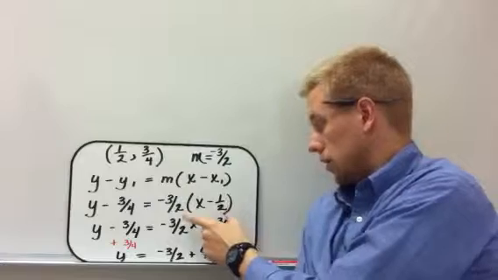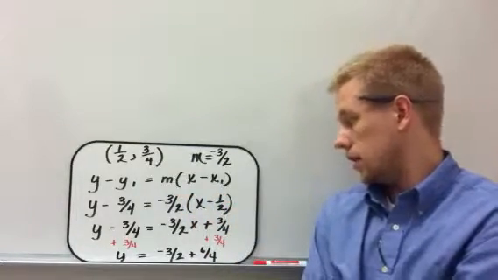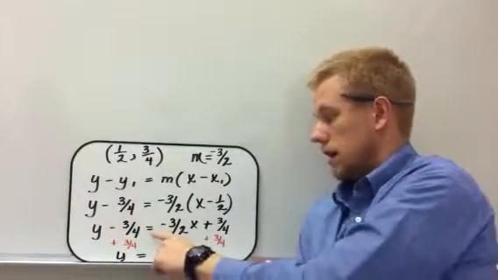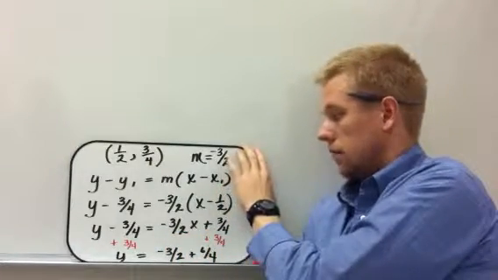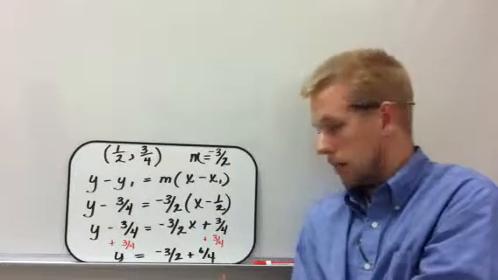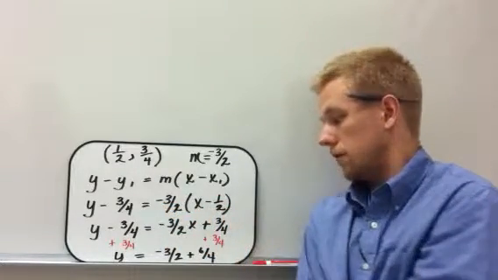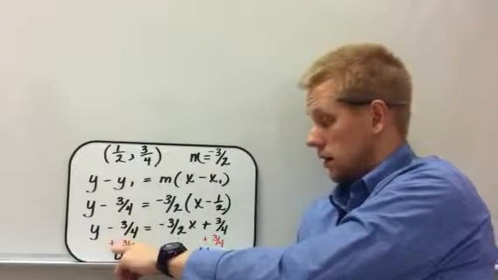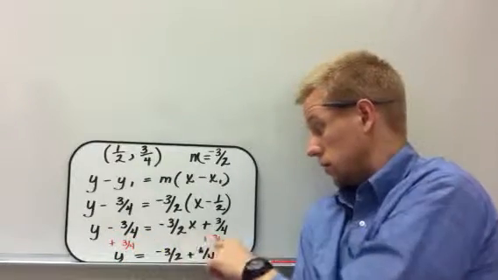From there, we got rid of our parentheses, so we distributed this negative 3/2 into both x and negative 1/2. So nothing changed over here. We have y minus 3/4 equal to negative 3/2 x plus 3/4. This negative 3/2 times negative 1/2 becomes positive 3/4. Negative times negative becomes positive, and you just simply multiply the numerator and the denominator to get 3/4. From here, we wanted to get it to y equals, so you add, not subtract. You do the inverse. This was subtracting. You do the inverse to get adding 3/4 on both sides.